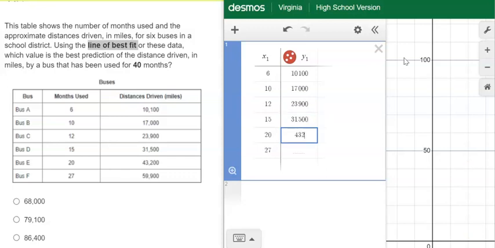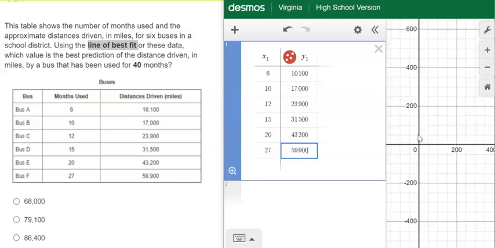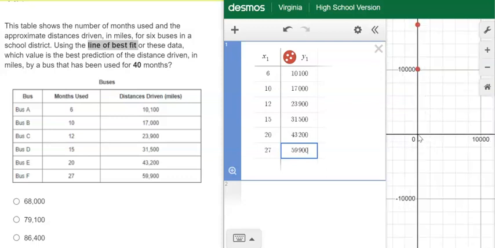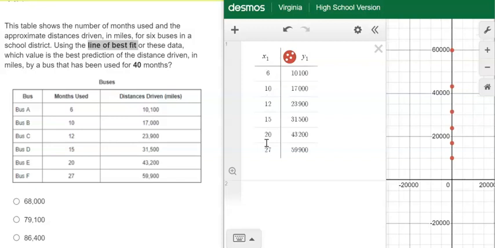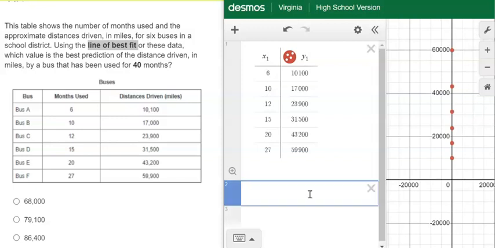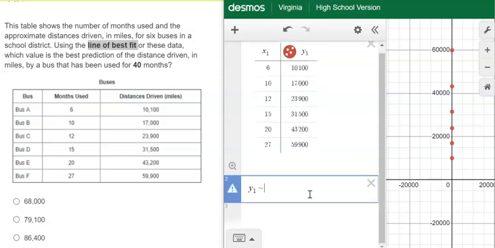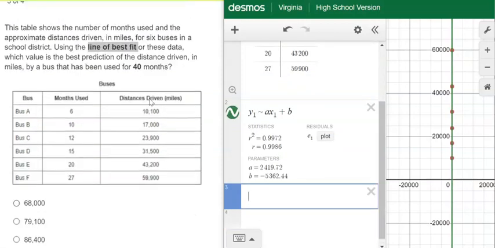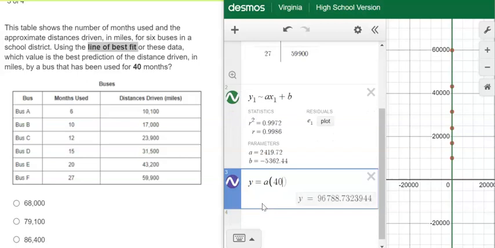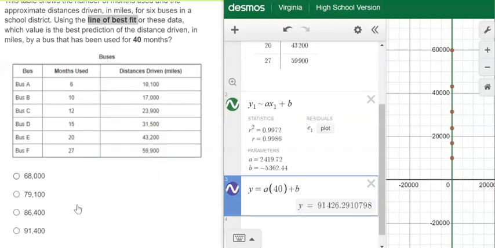Done. 59,900. Okay, so now that I plugged them in, since the numbers are really, really big, that's why they're all the way up here, but there they are. It's hard to tell exactly what they're going through, because these numbers are so small. But anyway, since it's a line of best fit, I have to do the linear regression. Y1 regressed against AX1 plus B. And then here we need to plug in 40. So basically plug in 40 here. So Y equals A times 40 plus B. Whoops.